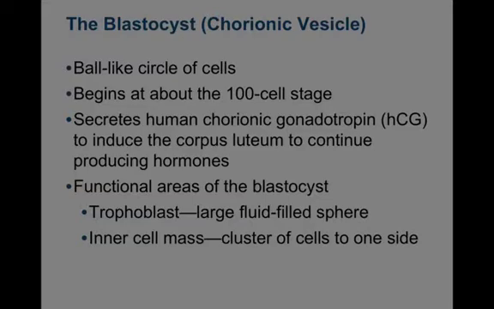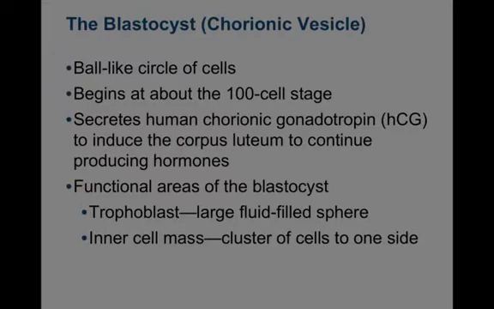It helps maintain the uterine lining. How? It helps keep progesterone high by maintaining the corpus luteum. HCG, human chorionic gonadotropin, is the maternal recognition of pregnancy signal. It is the signal that the uterus is telling mom, there's a baby here, we need to keep things going. So it induces the corpus luteum to continue to produce hormones.